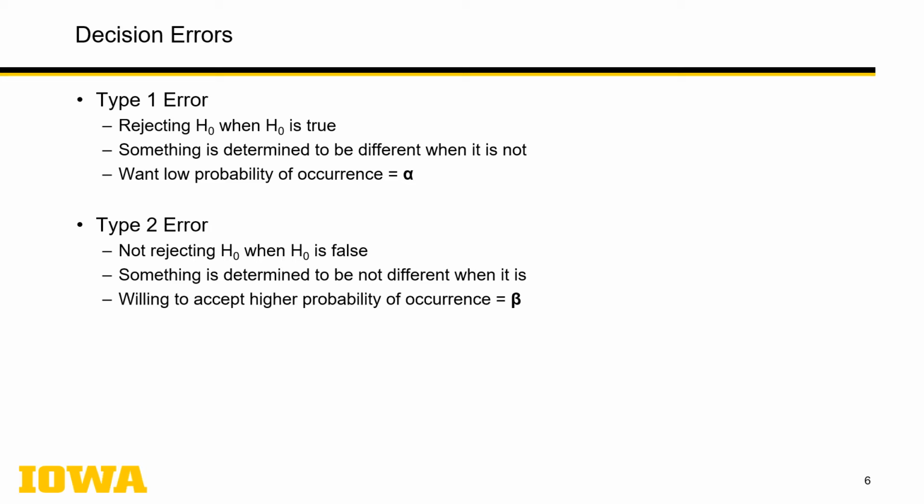Okay, so let's talk about these a little more in detail. The type 1 error, you're rejecting the null when the null is actually true. You should not reject. H0 is true, but you reject it anyway. Something is determined to be different when it's not. And we want a low probability of occurrence, and we call that probability alpha. Type 2 error, you didn't reject when H0 is false, therefore it should have been rejected. Something is determined to be not different when it is different. So we're willing to accept a slightly higher probability of occurrence of this, and we call that beta.